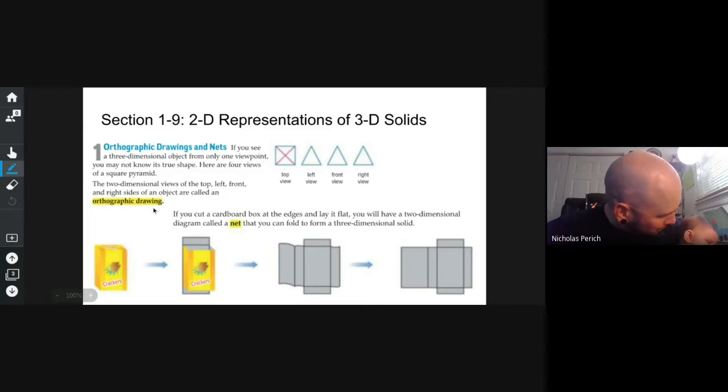You might be thinking, orthographic, doesn't that have to do with braces? And the answer is no. It does not have to do with braces. She doesn't like my jokes.